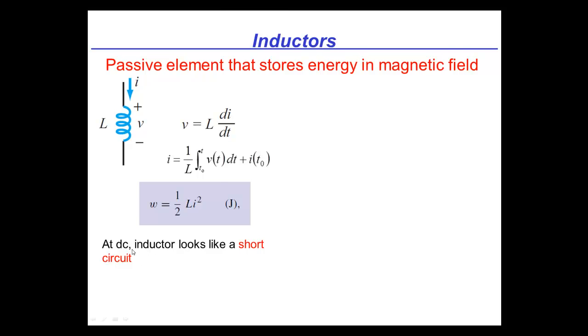DC, the magnetic field doesn't have anything to fight. And this actually is kind of nice because, I mean, we said an inductor was a wire, right? So essentially it is a short circuit. That's right. An inductor looks like a wire in the DC case.